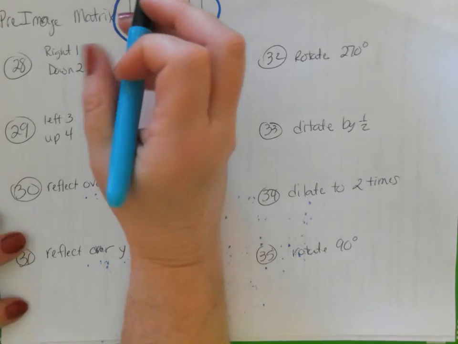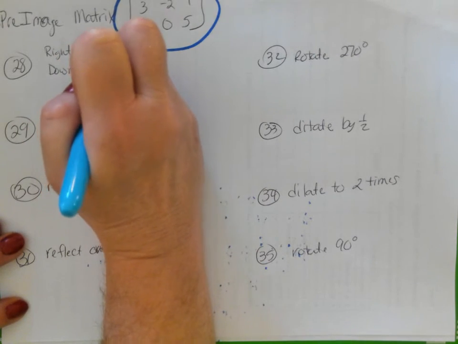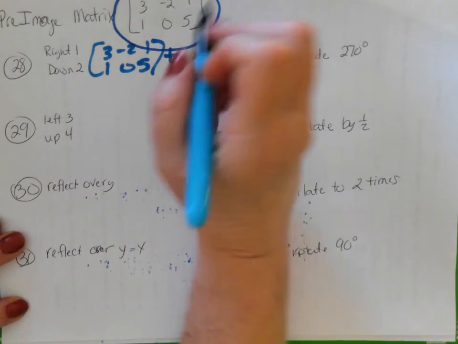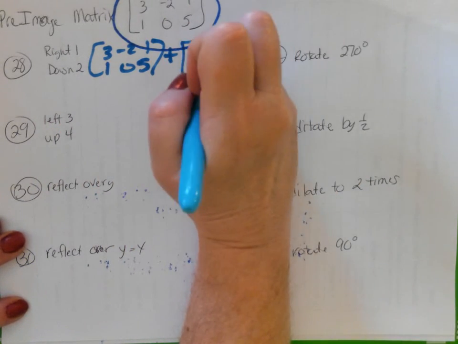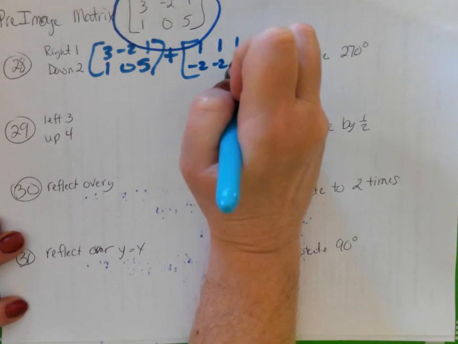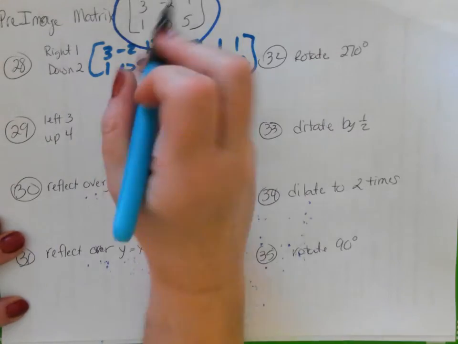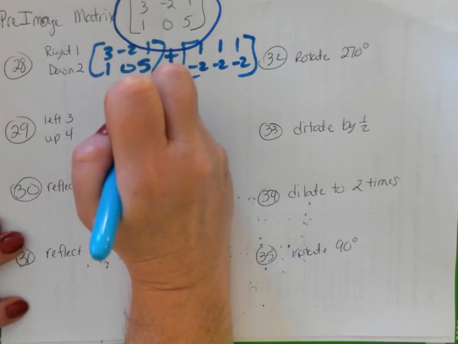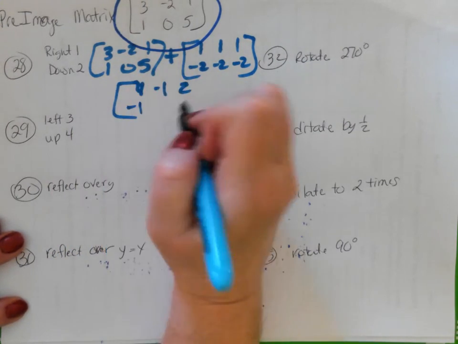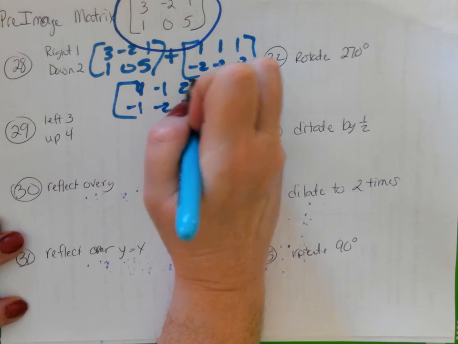So I'm going to take the original matrix, 3, negative 2, 1, 1, 0, 5, and I'm going to add right 1, so that's going to be 1, 1, 1. Down 2 is negative 2, negative 2, negative 2. Doing the math gives me 4, negative 1, 2, negative 1, negative 2, 3. Done.